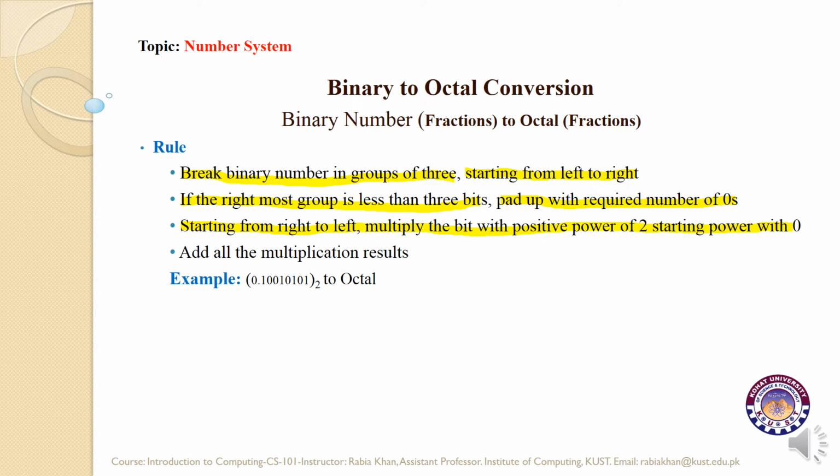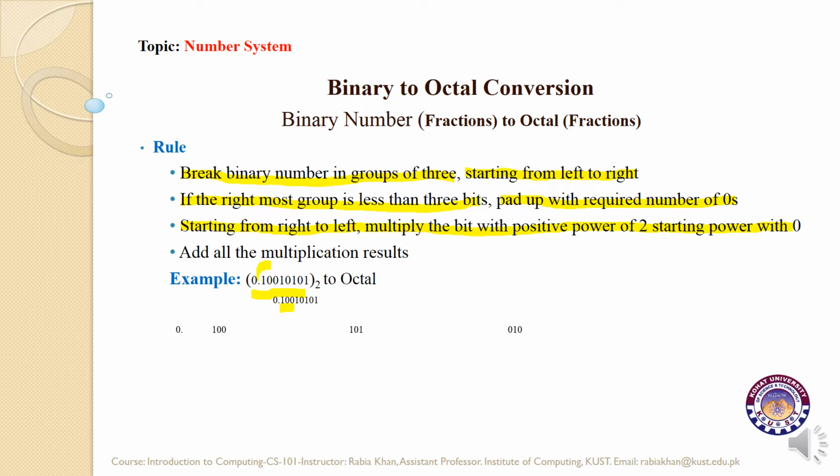We are given a binary fraction here and we need to convert it into an octal number. So as the rule says, first we need to split this number in groups of 3, but the grouping must start right from this decimal point. So you need to divide or break this number from left to right in groups of 3. So this is the number. Here we are given a number and we need to split this number starting from left.